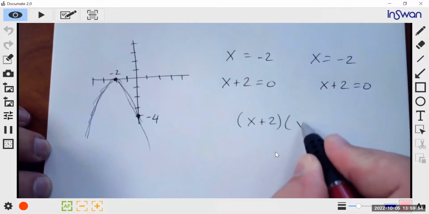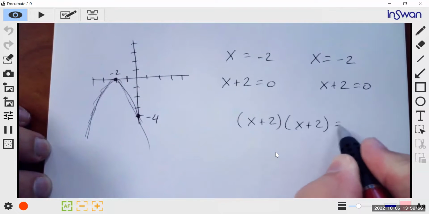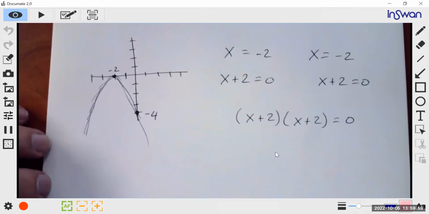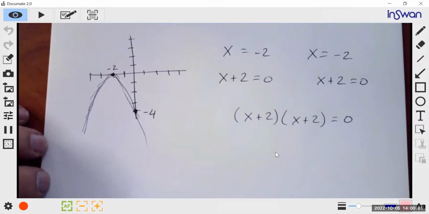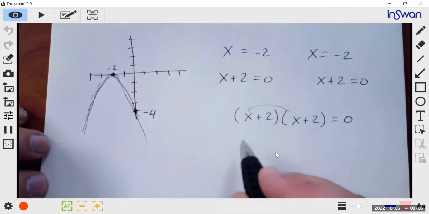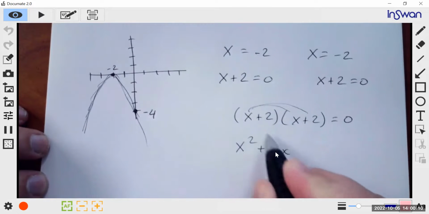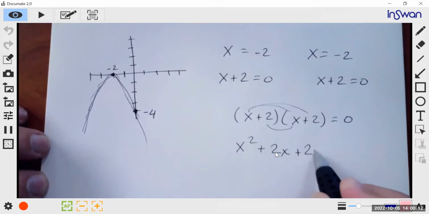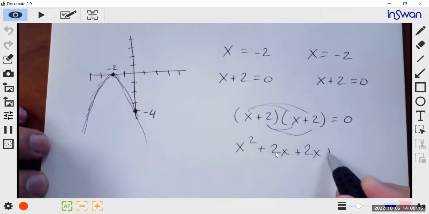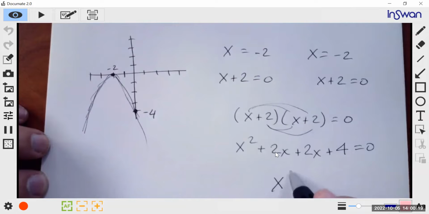Multiply them together. And work it out. X times x is x squared. 2x. 2x. X squared plus 4x plus 4.